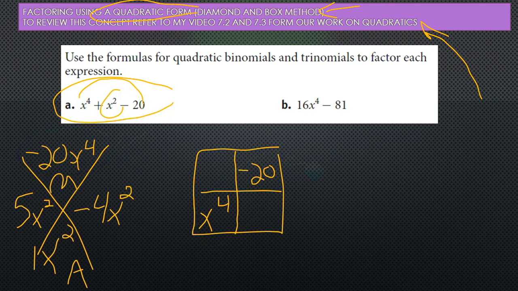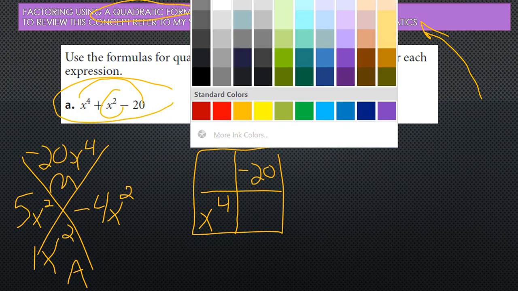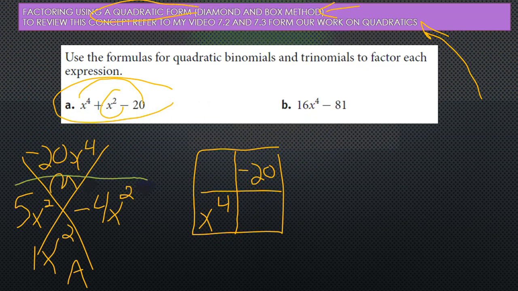Okay, so now let's put in the rest of our pieces here. So the sides of the diamond, the reason we did diamond is so that we know what goes here. This is 5x squared, and this is negative 4x squared. Okay, now we're going to focus on the top row up here, that row. What's in common? Well, we have a 5 that we can factor out there.